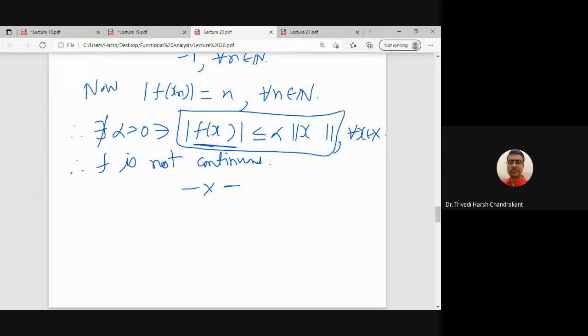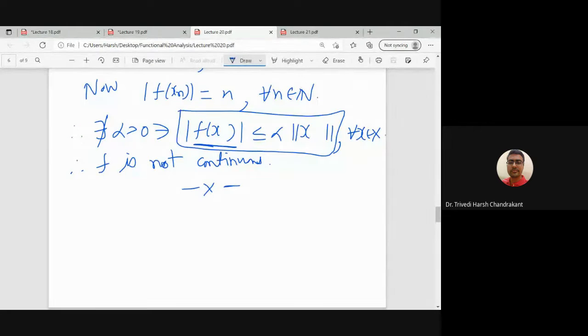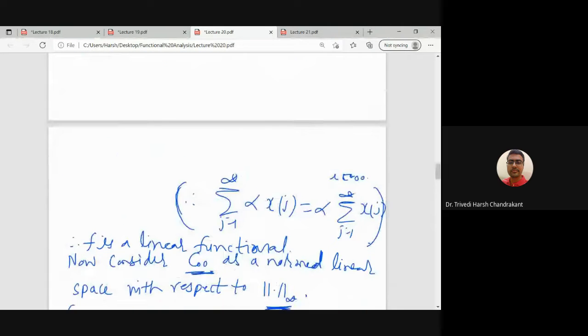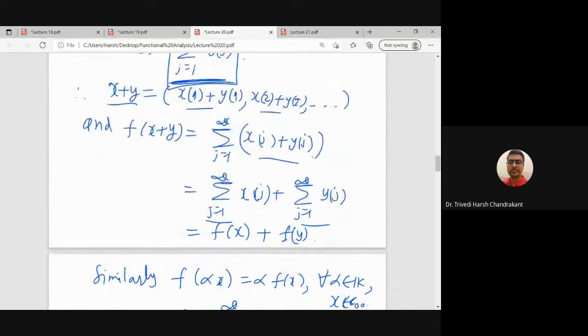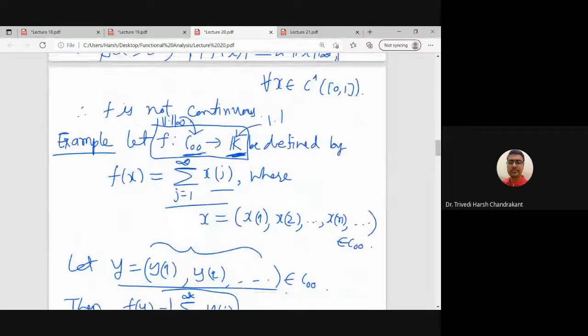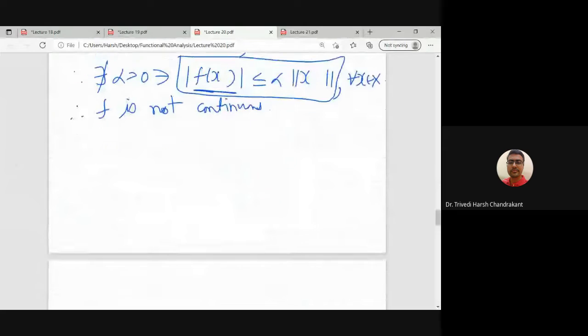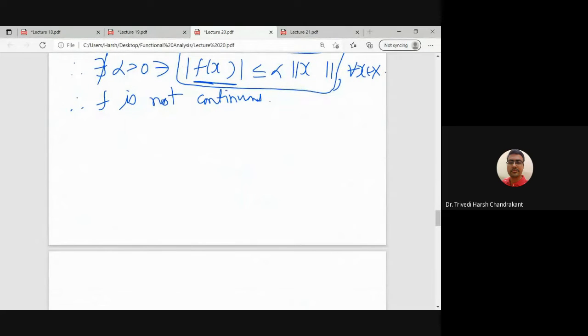Now I will give an exercise. Let us discuss one more case. In this example, we considered the functional which is the sum of the coordinates, and on C00 we considered the supremum norm. But C00 is also a subset of other sequence spaces. So let us take a remark.